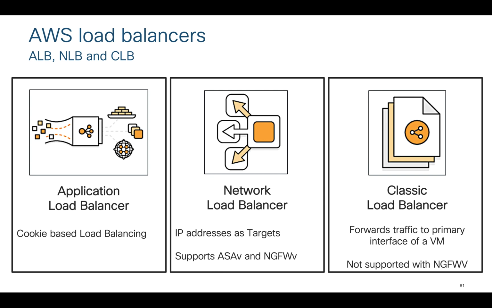Problem with classical load balancer is it can forward traffic only to the primary interface of a backend VM. So it can be used with ASA, yes, because on ASA you can use your primary interface as your data interface as well. But with the next generation firewall, definitely you need a network load balancer or application load balancer where you're going to use the target IP address. So when you pick your load balancer, we would suggest you to pick either ALB or NLB.